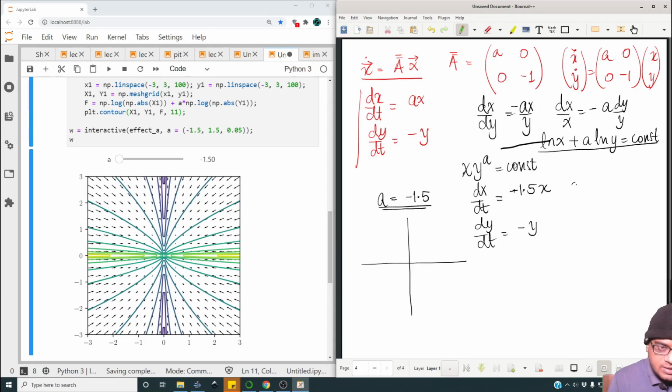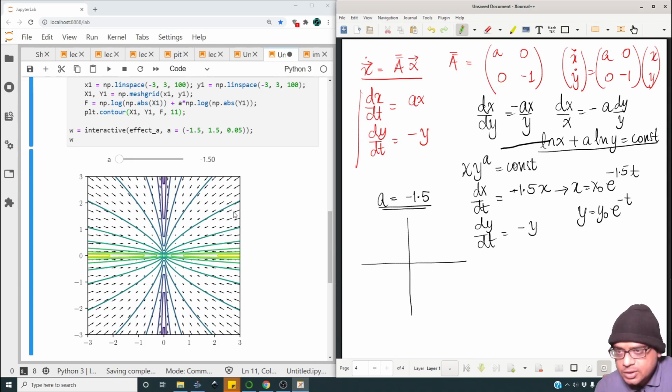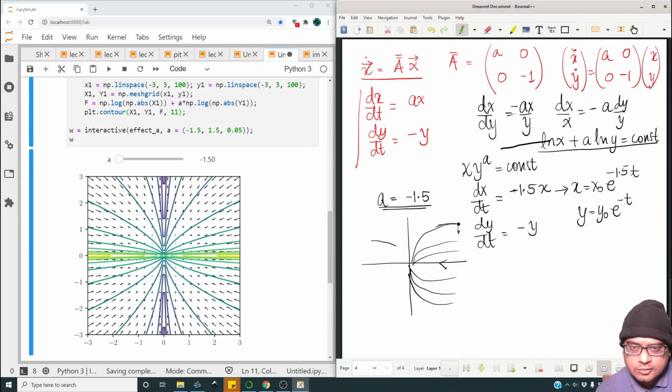So this means that x is x naught e raised to minus 1.5 t. This implies y is y naught e raised to minus t. So x decays faster than y. Okay, so x decaying faster than y means if I have an initial point over here, the decay in the x direction will be faster than the decay in the y direction. Okay, so it will look something like this. Okay, so that is why we have the curves which look like this.